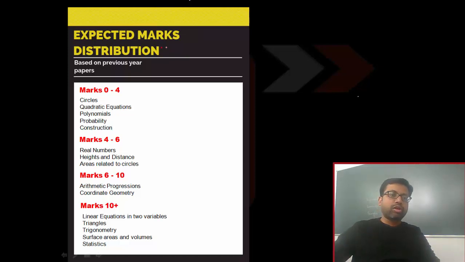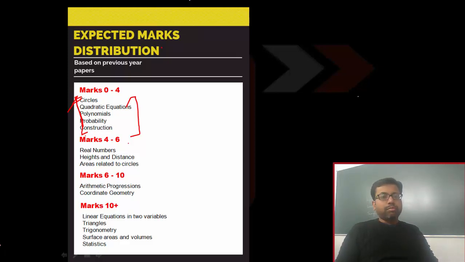So you have circles, quadratic equations, polynomials, probability, and construction. These would be 1 to 4 mark questions. Generally all the chapters are asked. Quadratic equations, generally you get a 1 mark question in section A, and if they want to give a weightage of 4 marks to quadratic equations, they'll probably ask you a 3 mark question in section C. Similarly, for circles and probability you get a question in section A and probably section B also. Construction, you'll probably get it in section C or section D.